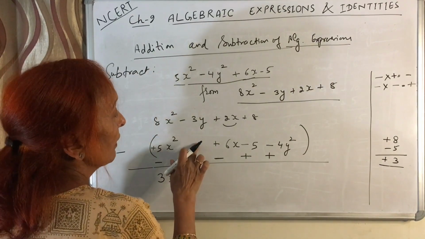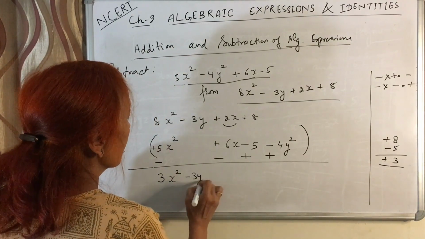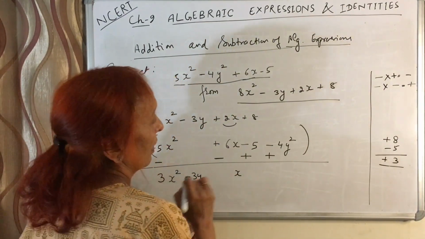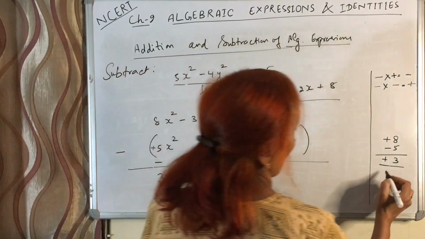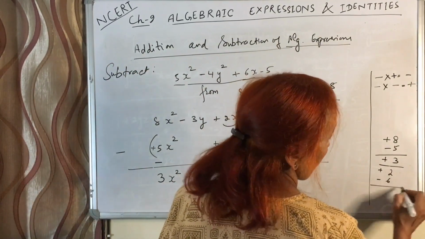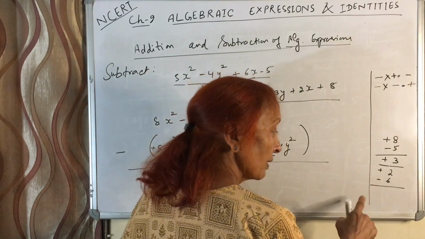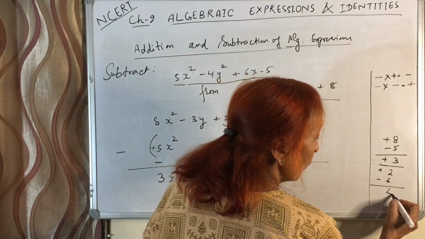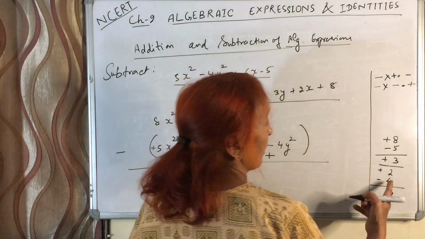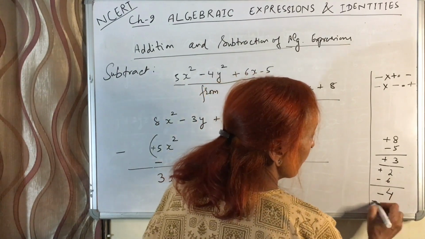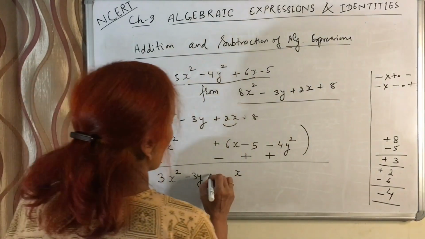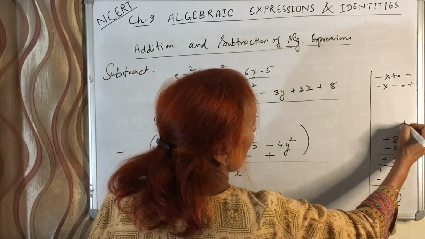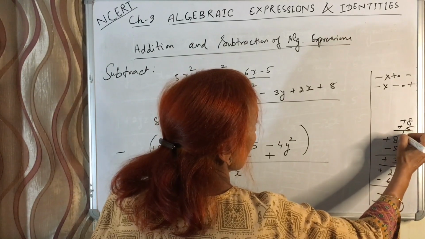Correct? There is no y term here, so we will write this as it is. Here 2x minus 6x, x, and 2 minus 6. Different sign, we will subtract the smaller number from the bigger number. 6 minus 2 is 4, sign of the bigger number. So, bigger number is 6, sign is minus, so answer is minus 4. So, minus 4x plus 8 plus 5. Plus 8 plus 5 is plus 13.